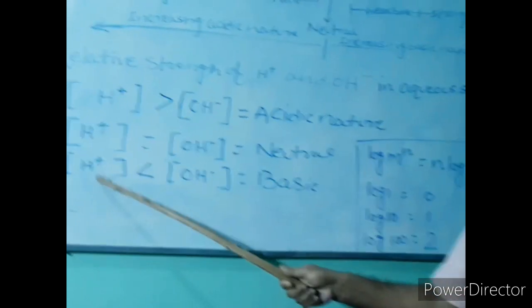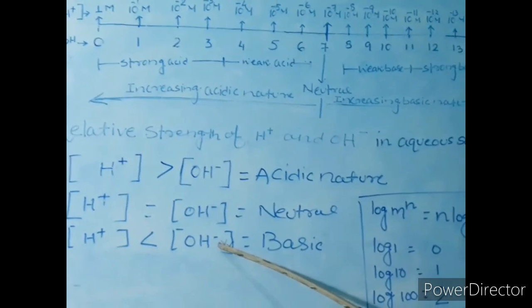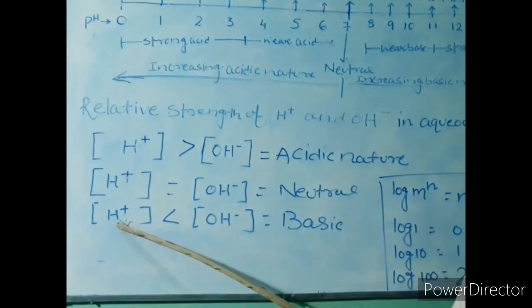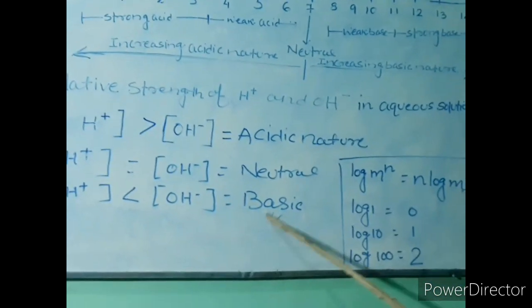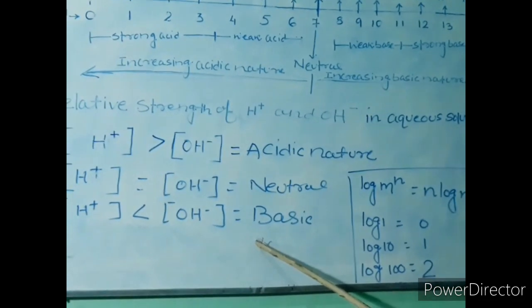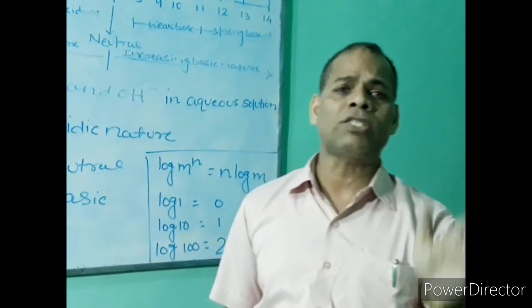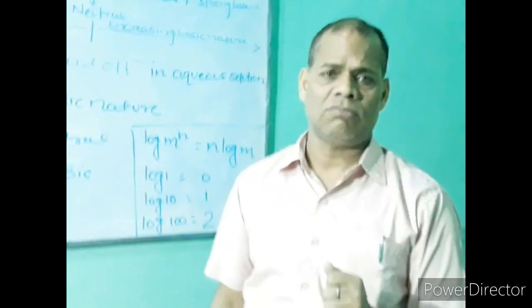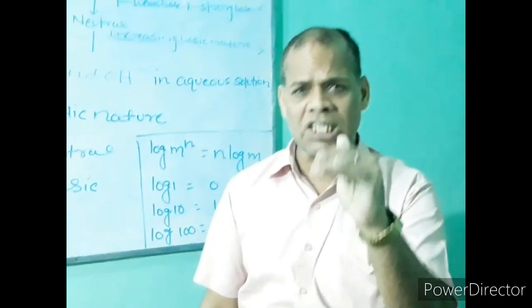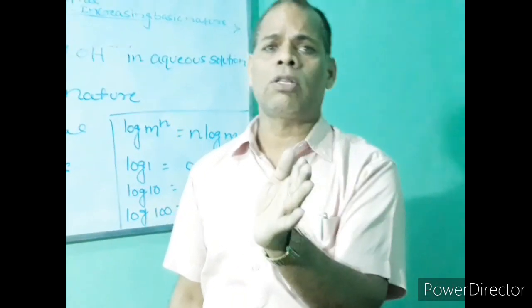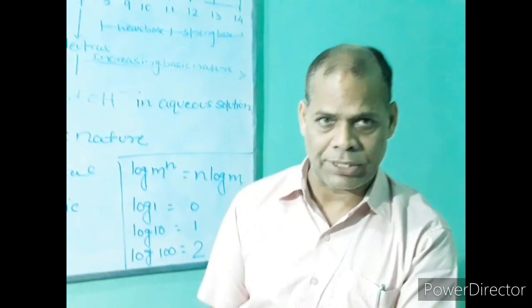Now, if the concentration of hydronium ion or hydrogen ion is lesser than the concentration of OH minus ion, or the concentration of hydroxyl ion is greater than the concentration of hydrogen ion, then the solution will be basic in nature. Now, how to calculate the pH of an aqueous solution? A few things need to be kept in mind before we proceed to solve the numerical based on pH.